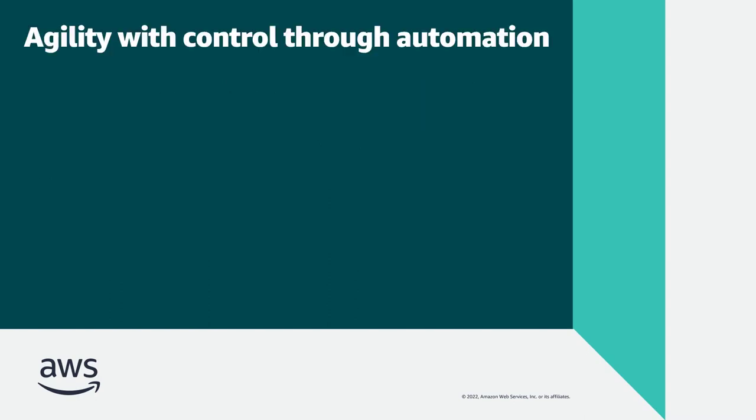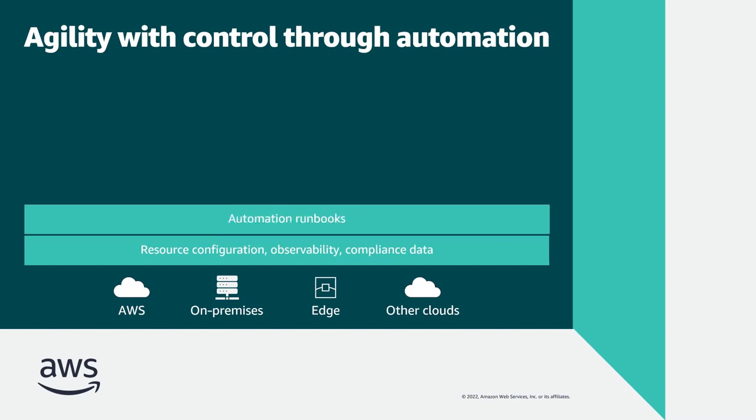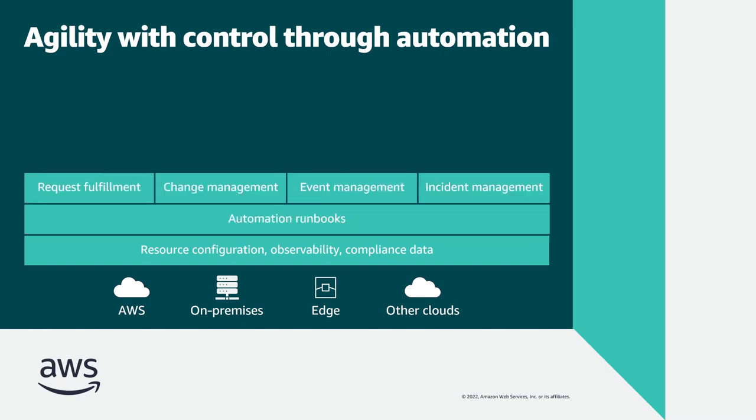Before we dive in, let's see how you can gain agility with control through automation. You can automate operations processes across environments. Integrate resource configuration, observability, and compliance data. Use predefined or custom automation runbooks. Configure any of your operations processes to trigger automations.